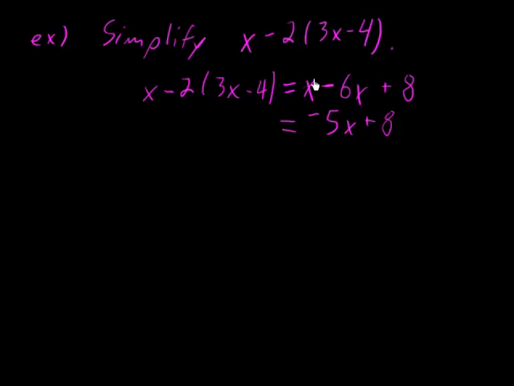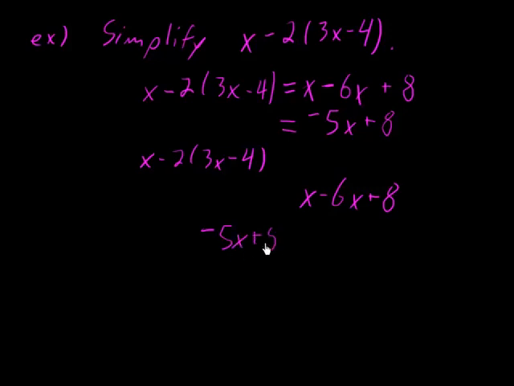You want to make sure you connect your work with equal signs. What I see fairly often are things like this, x minus 2 times 3x minus 4, and then say x minus 6x plus 8, and then down somewhere else I'd see a negative 5x plus 8, and then that might be circled as the answer. If you do that on the homework, I'll probably mark you down.